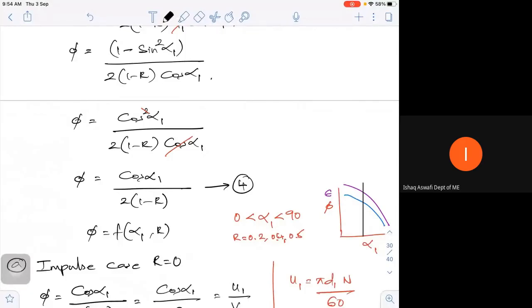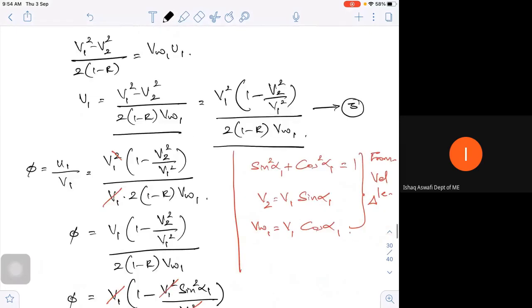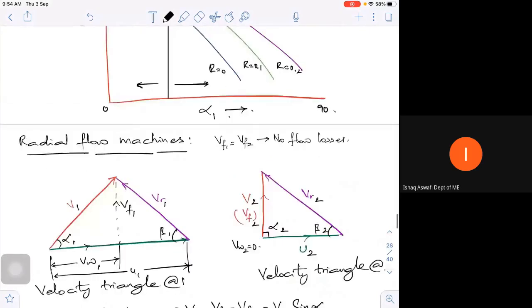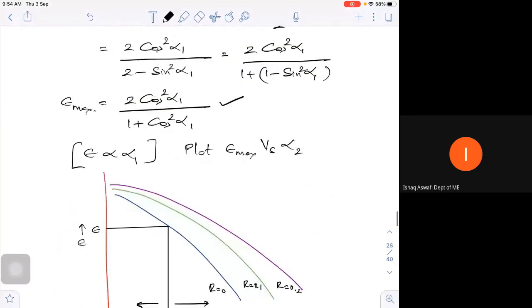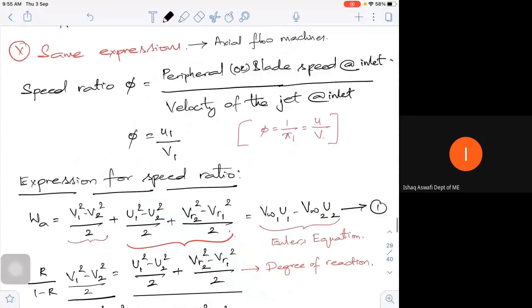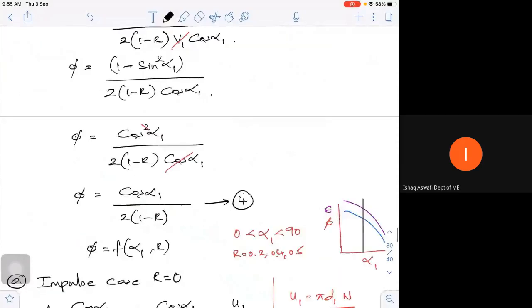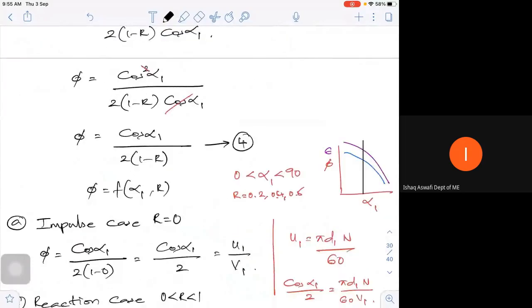It was in terms of cos alpha: 2 cos square alpha divided by 1 plus cos square alpha 1. If you look at the previous expression, you had the expression for epsilon. This was the expression for epsilon max. Now what is the expression we are getting for phi? Phi is equal to cos alpha 1 divided by 2 into (1 minus r).